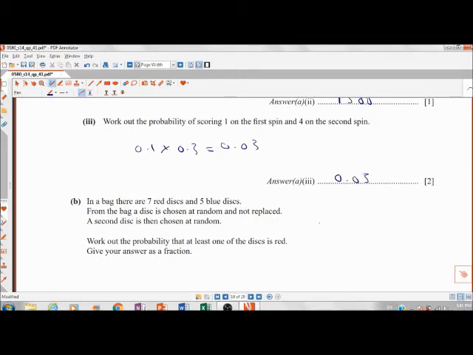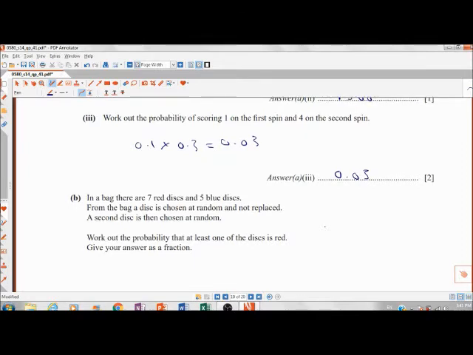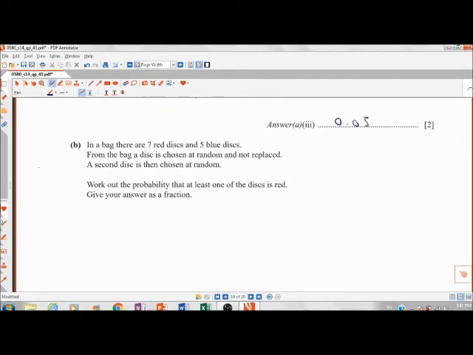For the last one, in a bag there are 7 red discs and 5 blue discs. That means in total there are 12, right? From the bag, a disc is chosen at random and not replaced. Alright, focus on not replaced. A second disc is then chosen at random. For this one, we need to draw a tree diagram, which goes like this. You have two choices at the beginning, either red or blue. In total, there are 12, so there's 7 over 12 for the red, and 5 over 12 for the blue.